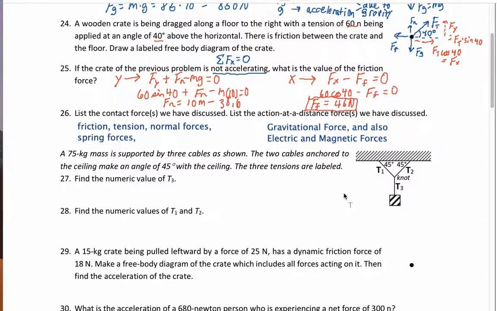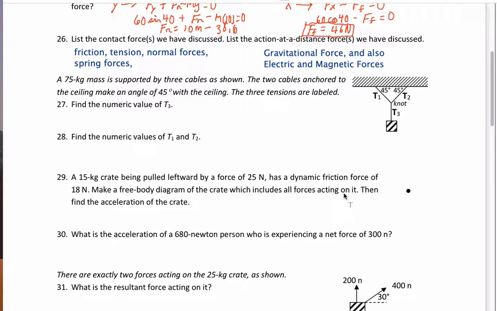So there's our idea. Now, here we have a 75 kilogram mass supported by 3 cables as shown. The cables are anchored to the ceiling, making an angle of 45 degrees. And we have 3 tensions labeled. We want to find the numeric value of T3. This is interesting because rather than drawing a free body diagram of the box, let's do a free body diagram of the knot. And that's going to give us T1, T2, and T3. Okay, that's fine.